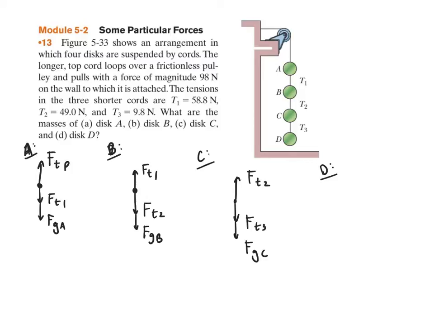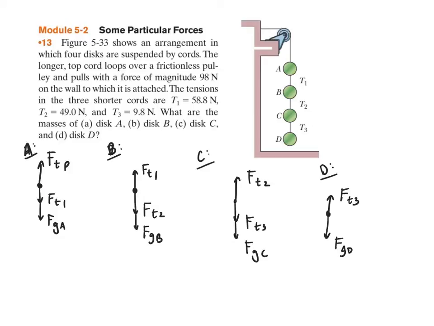Except for mass D. How does mass D's free body diagram differ? There's no tension going down, right? Good. We've only got the tension in rope 3 pulling up. We've got the weight of object D pulling down. And that's it. That's all we've got for mass D.